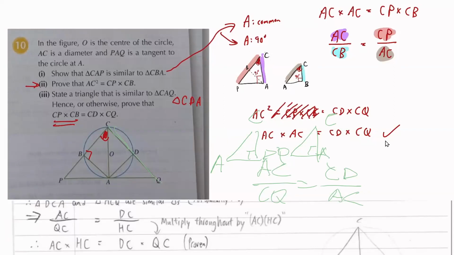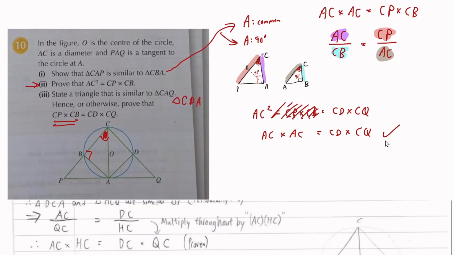I mean, yeah. Right, because, let me see, where's my highlighter? Over here is the AC over CQ, right? Hypotenuse over hypotenuse, and then CD over AC is where the adjacent sides are, these two, right? Then that's it. That's why they are equal.